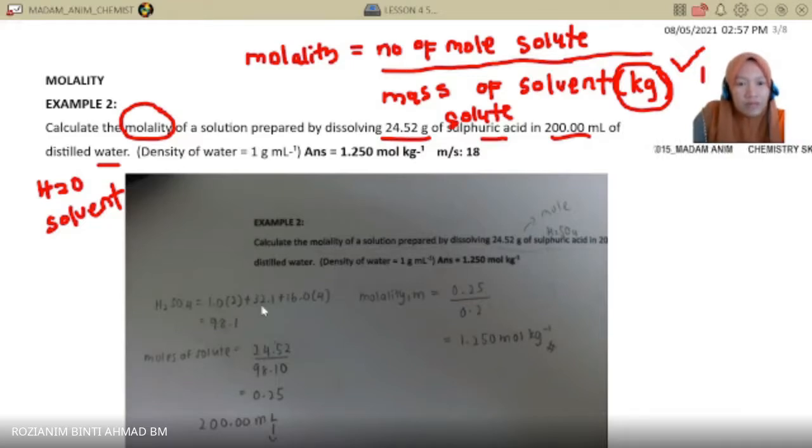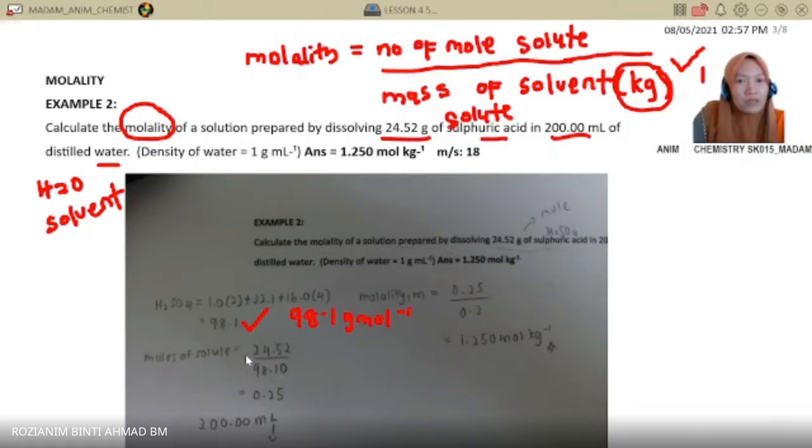So the first step, your friend calculated the molar mass first. Good. It is okay here if there is no unit, because she only works with values. She takes the relative atomic masses directly: 2 times 1 plus 32.1 plus 16 times 4. The calculation of the relative molecular mass is correct, or the molar mass is 98.1 gram per mole.